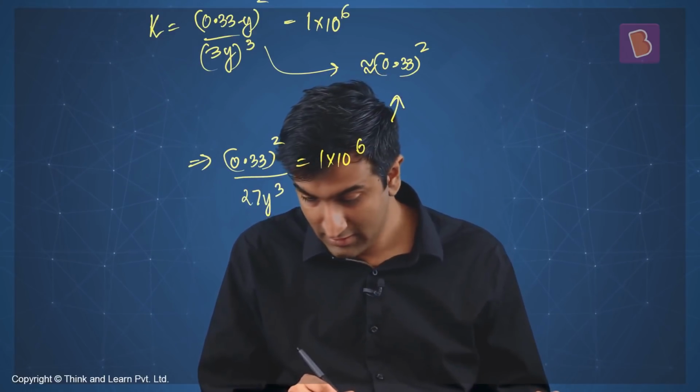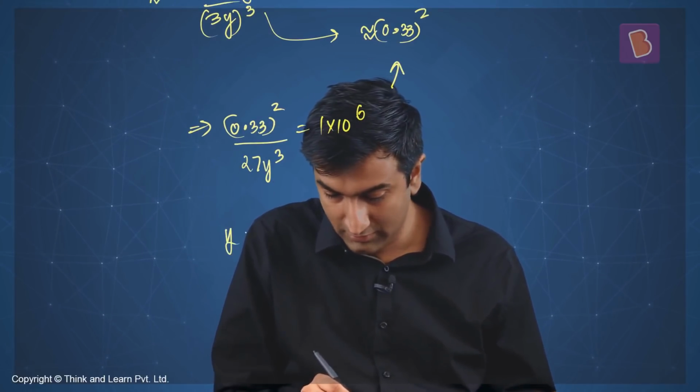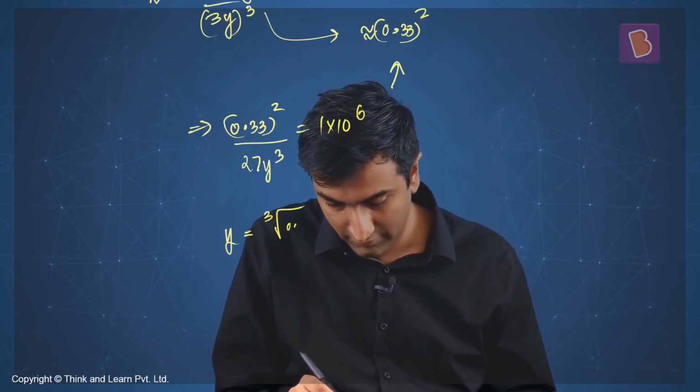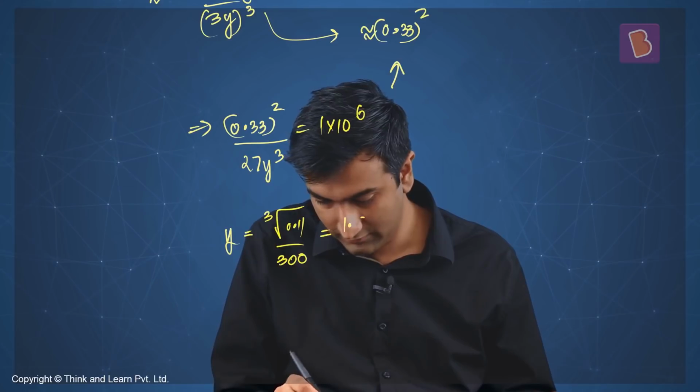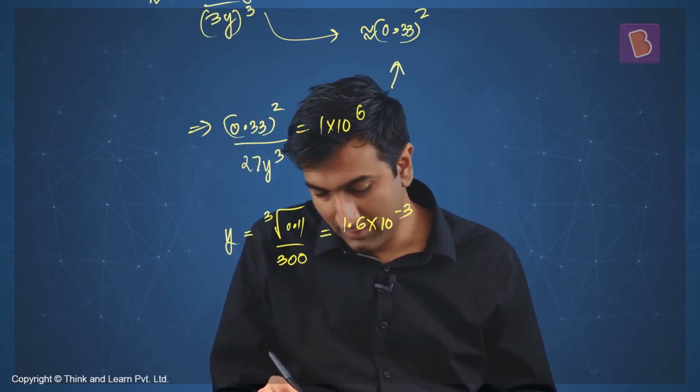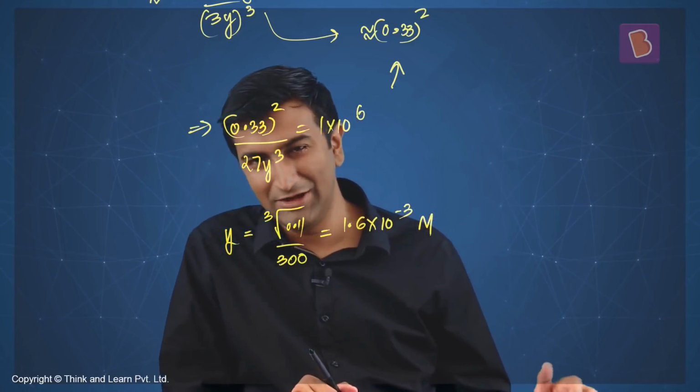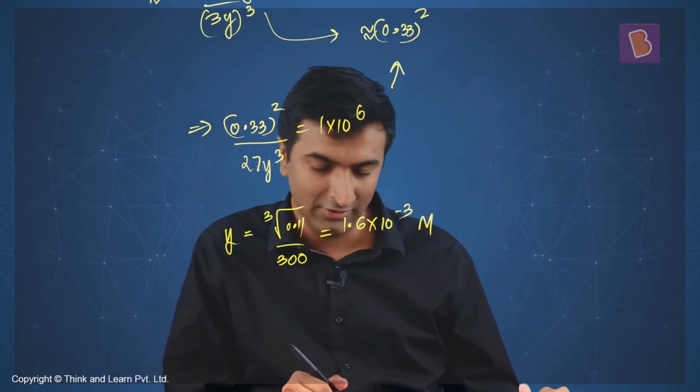Remember, this is really important. All right, so y is going to be equal to the cube root of 0.11 divided by 300, which is equal to 1.6 × 10^-3. The examiner has given you weird things. You might ask, why do you have the cube root of 110 and 120 given to you?